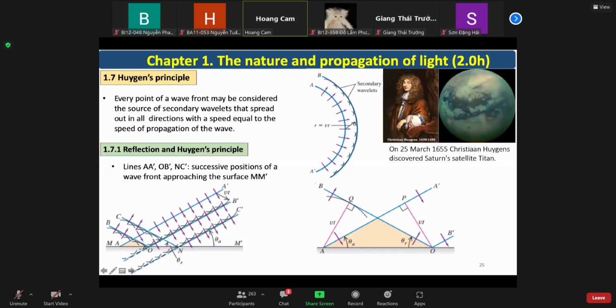and OAQ share the same hypotenuse, OA, and they are right triangles. Also, you have AQ equals OP. So these two right triangles will be the same, with the same lengths. For that, you can deduce the angles theta R and theta A are equal to each other. So that is about the reflection.